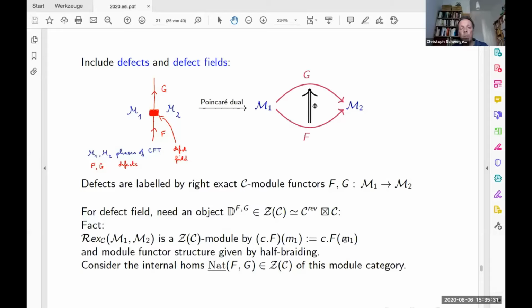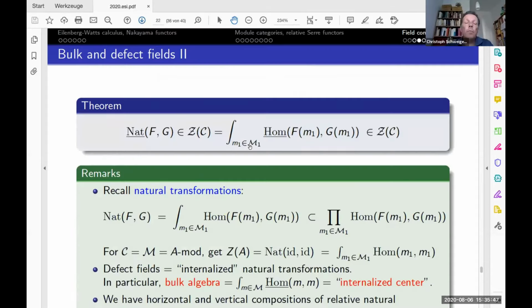So what do we want to take? We want to now consider internal Homs of this module category of right exact functors over the Drinfeld center. And let's investigate this. Well, the following formula is incredibly useful. In the beginning, I said there was a formula that I would have written on a blackboard in Vienna, and that would have stayed for the whole talk.